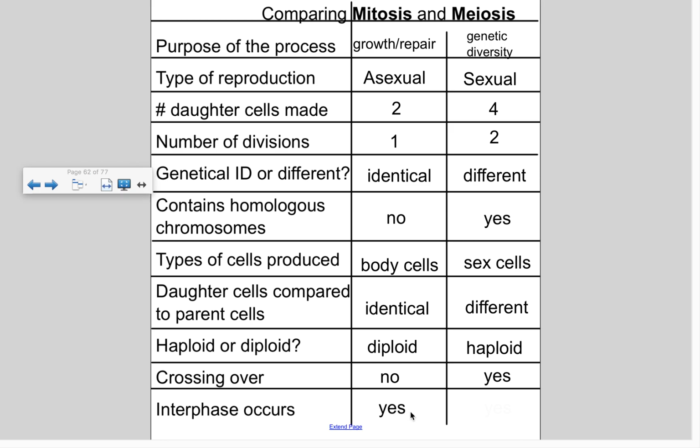Does interphase occur in mitosis? Yes, it does. DNA does replicate. Okay. How about for meiosis? Yes, it does. It does right before meiosis 1, so it still counts.